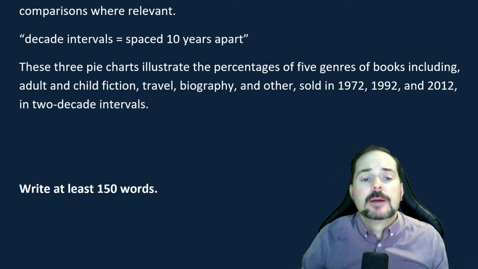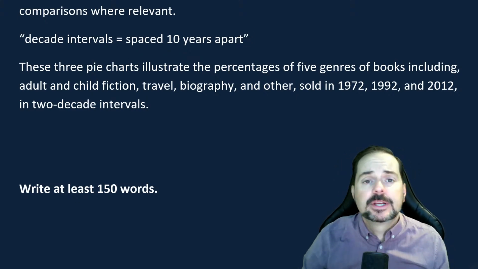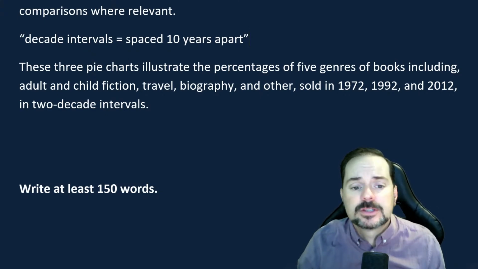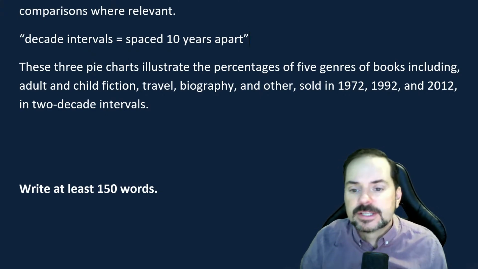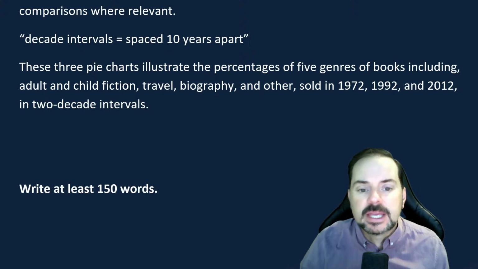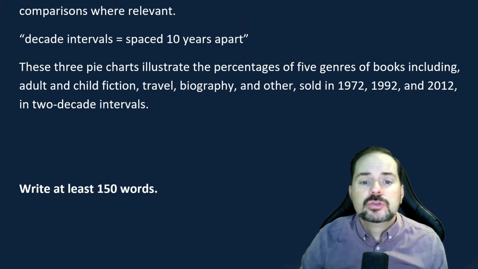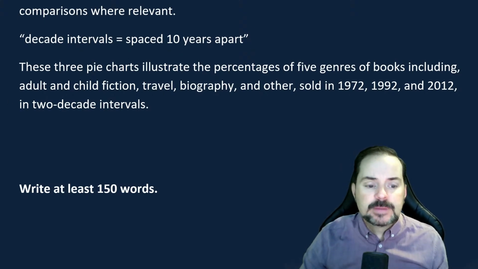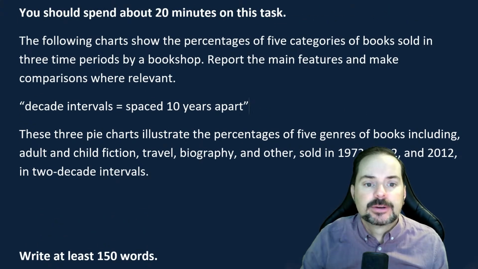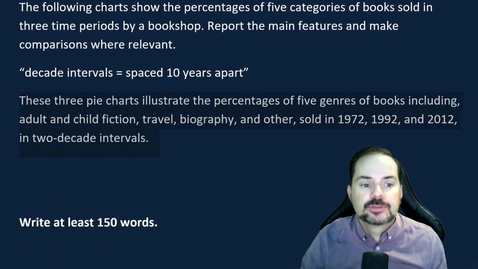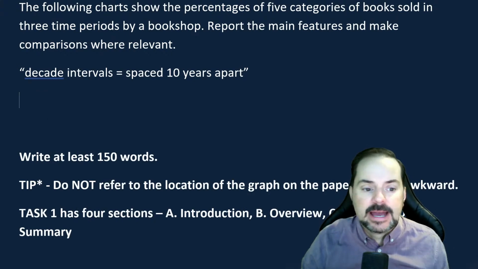So pay attention to this new vocabulary throughout the lesson. Whenever I give you new words, new phrases, make sure to pay attention to that. Okay, so this is basically my introduction here. I've got my introductory paragraph. I'm just going to grab that.